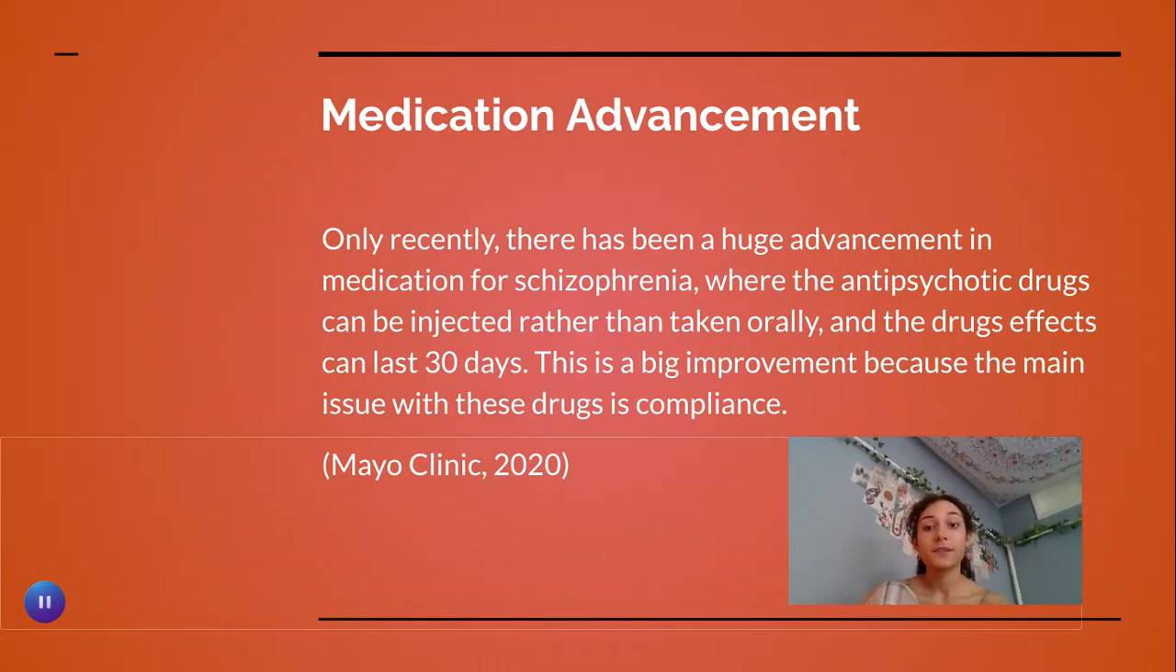Only recently there has been a huge advancement in medication for schizophrenia, where the antipsychotic drugs can be injected rather than taken orally, and the drug effects can last 30 days. This is a big improvement because the main issue with these drugs is compliance. Some people with schizophrenia start to take their drugs and they assume that they're feeling better because of the drugs, so they stop taking them because they think they're fine. And this is a whole other deal with the compliance issue.